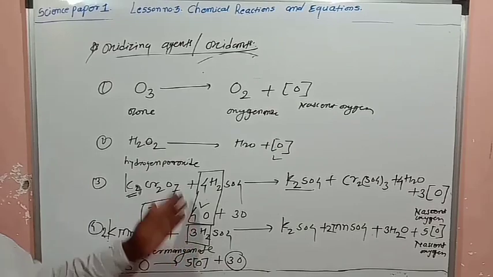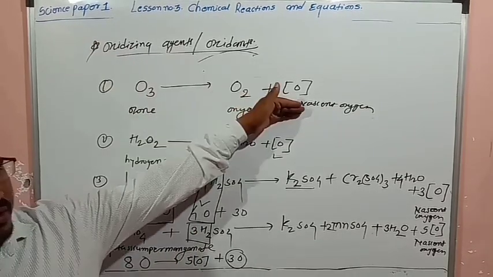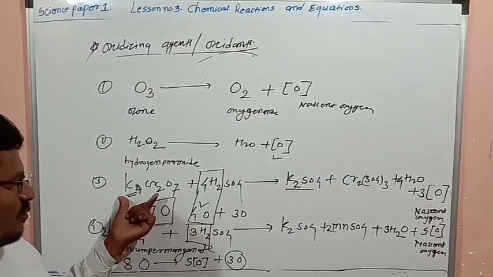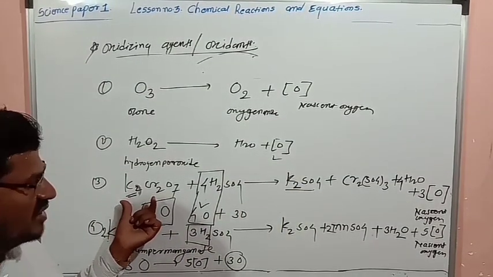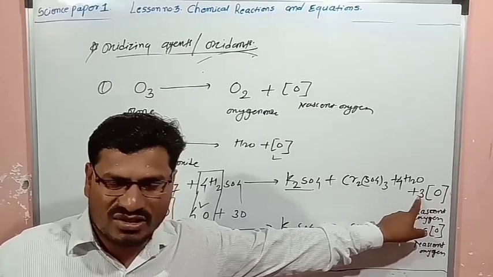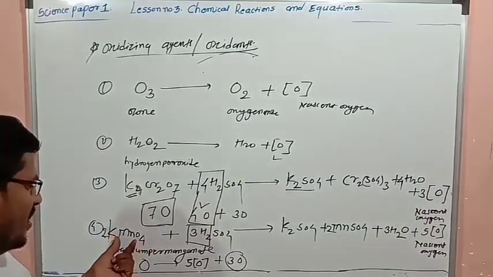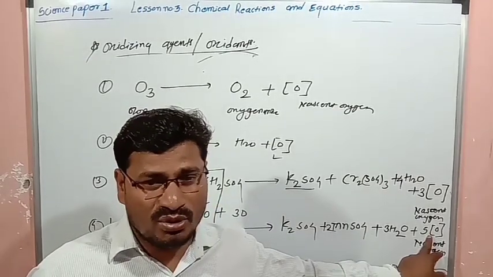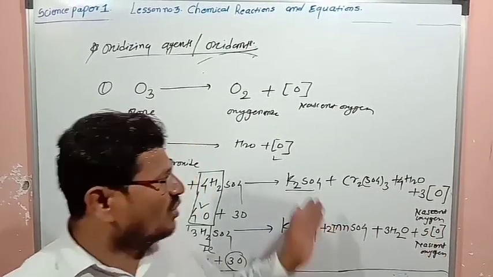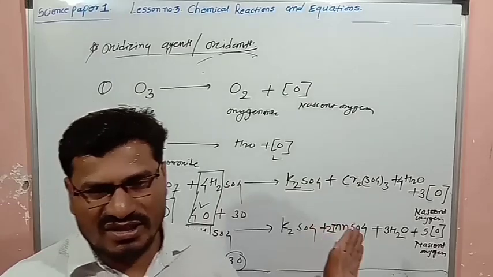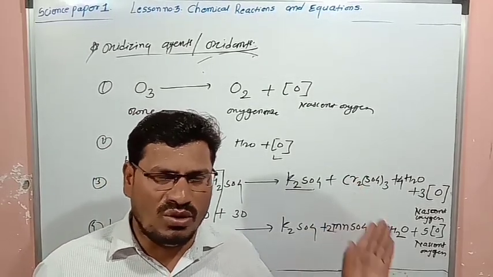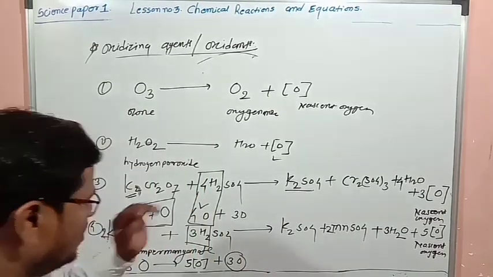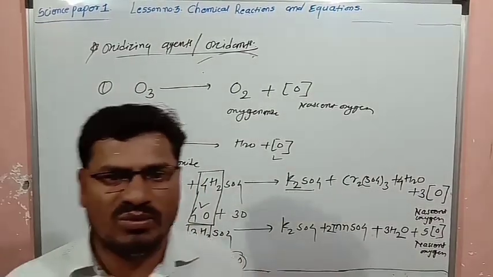So in this, ozone is giving nascent oxygen, hydrogen peroxide is also giving nascent oxygen, potassium dichromate is also giving 3 nascent oxygens, and KMnO4, potassium permanganate, is giving 5 nascent oxygens. So all these are the oxidizing agents, or these are the oxidants. All these are the oxidants. Okay. After this, the next point is there, use your brain power.